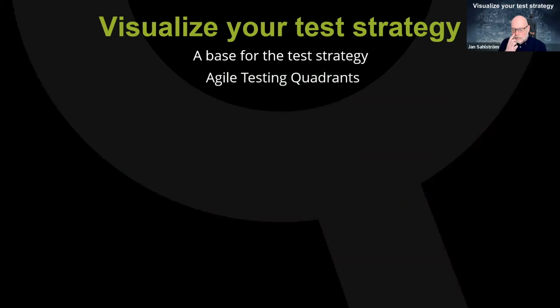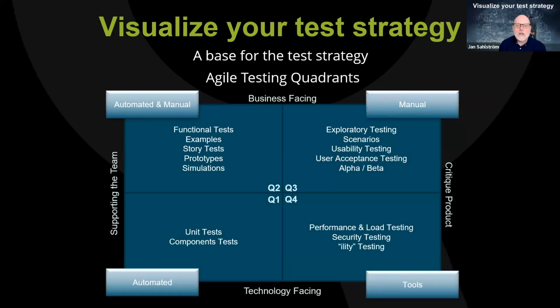Another model that is gaining more traction is the agile testing quadrants. These are well defined in books by Janet Gregory and Lisa Crispin. So if you haven't read any of these books, they have three different ones called Agile Testing, More Agile Testing, and I think the last one was called Agile Testing Condensed. They describe this model very, very well there.